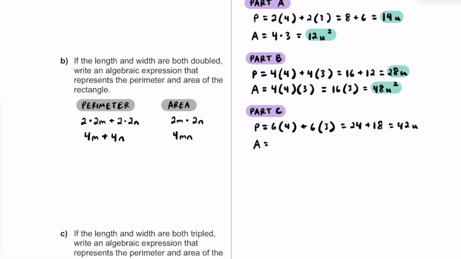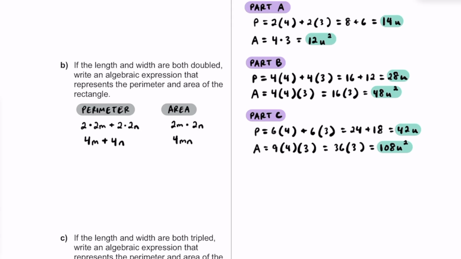Now for the area, we said it was 9mn, so it's going to be 9 times 4 times 3. Now 9 times 4 is 36, and 36 multiplied by 3, I believe, is 108. So it's 108 units squared here. All right, so here is our perimeter, and here is our area.